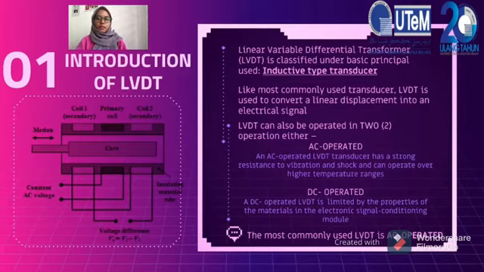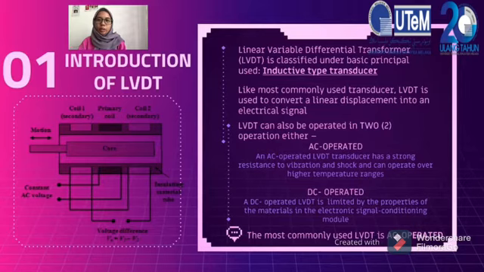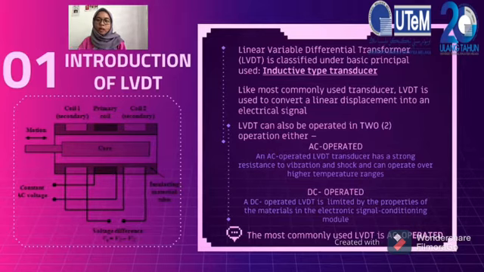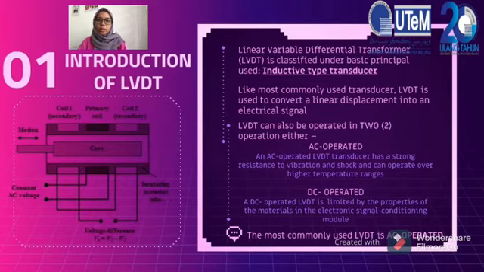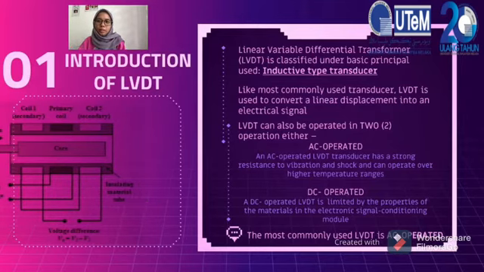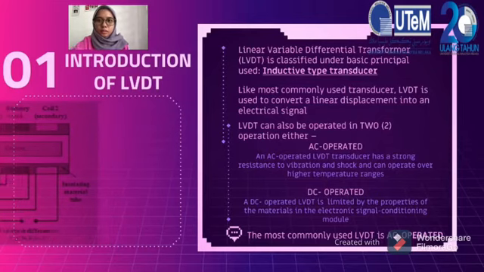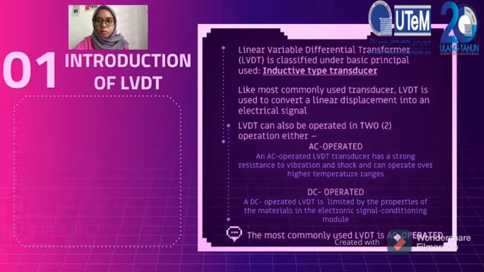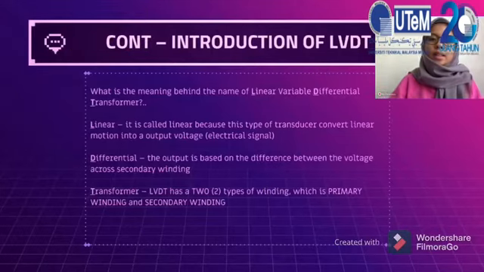Like a commonly used transducer, LVDT is used to convert a linear displacement into an electrical signal. Most operated LVDT is under AC operation because it has strong resistance and can also operate under a higher temperature range. On the other hand, DC operation is a simple operation and is limited by the properties of materials. Okay, next let us continue.